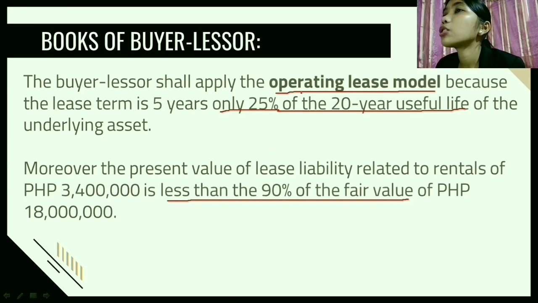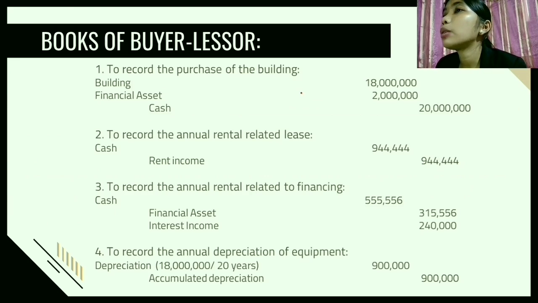Now, ang atin pong journal entries would be to record the purchase of the building with debit building of 18 million pesos and debit financial asset of 2 million pesos, then credit cash for 20 million pesos. Now, to record the annual rental related lease, we should debit cash with 944,444 pesos and credit rent income with the same amount.